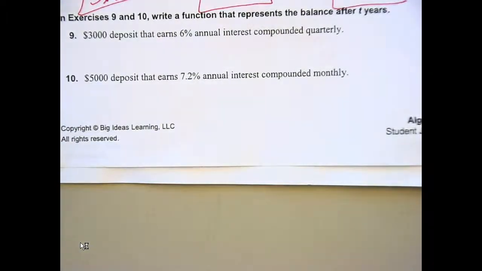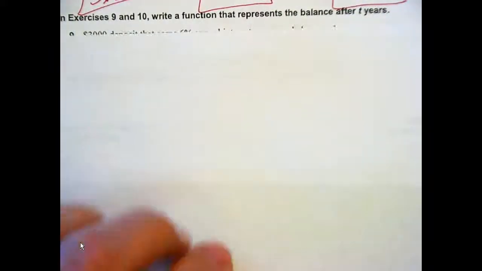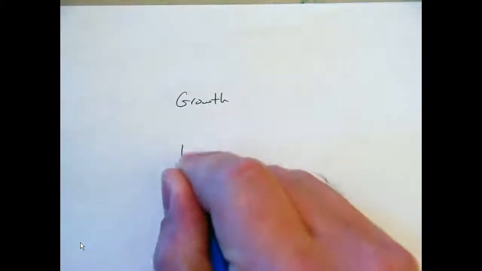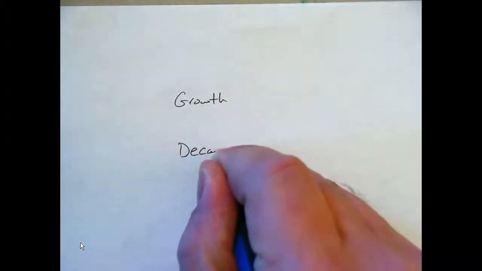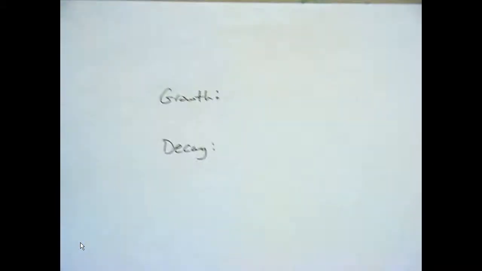So, if we recall from yesterday's lesson, we had two different equations we were using. We were using an exponential growth and an exponential decay equation. So, remember growth and decay. I want you to tell your neighbor what the equation or the formula is for growth and the same for decay, please.